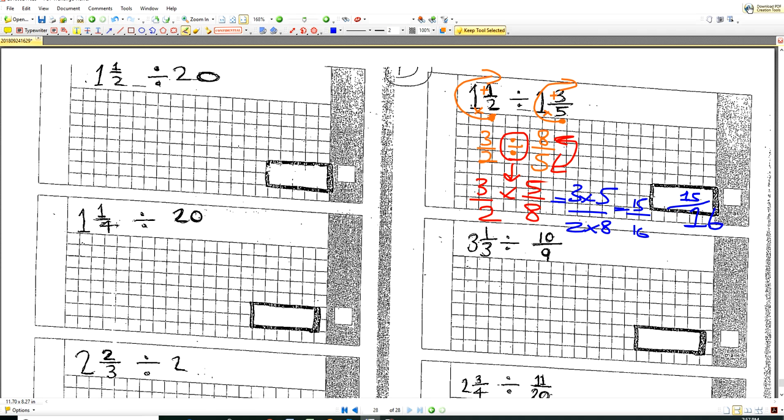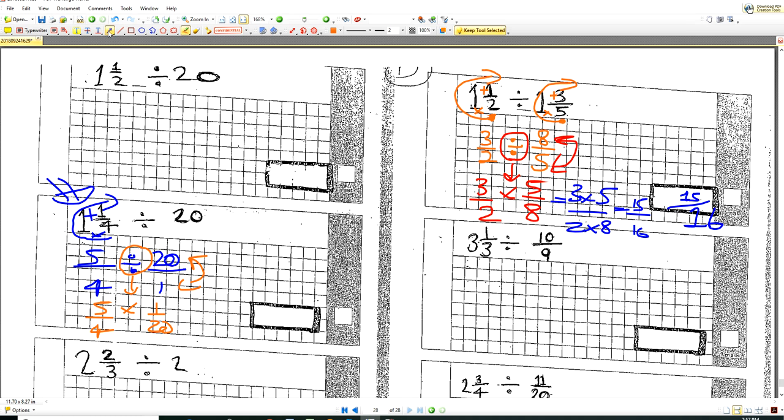So if we have a question like 1 1/4 divided by 20, this question over here, we change this mixed fraction to top heavy by timesing and adding. So that'll give you 5 over 4. The divide stays as a divide for the moment. 20 becomes 20 over 1. Okay. And then now we've got to convert that question into a times question. So the divide sign changes to a times. The second fraction turns upside down. And essentially we have a times question.